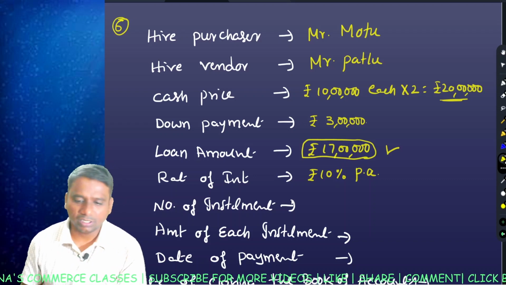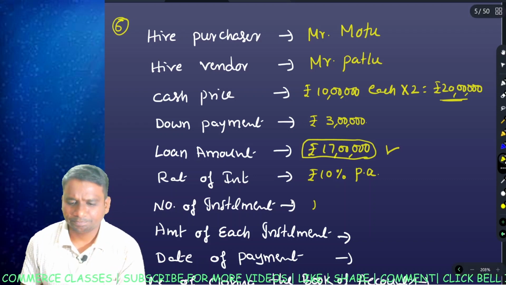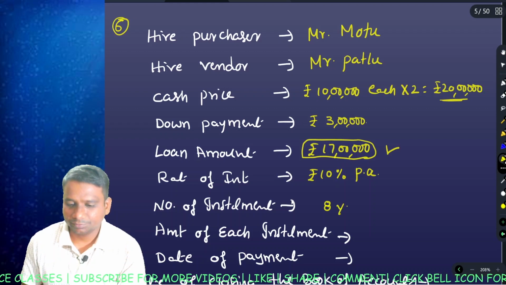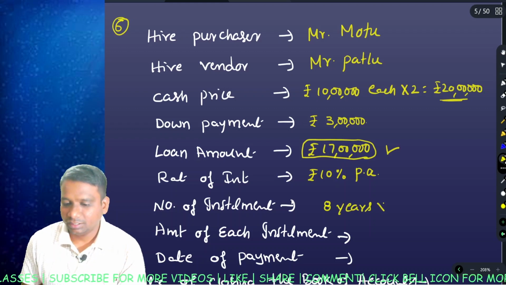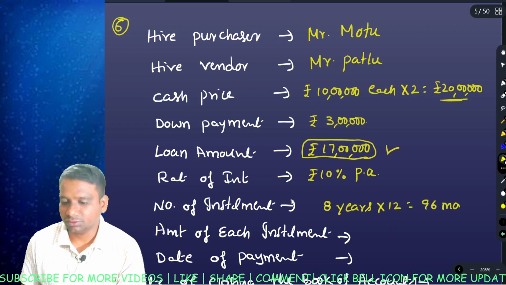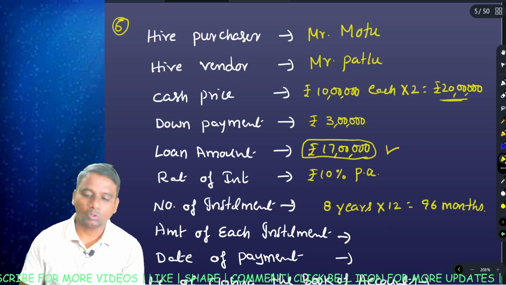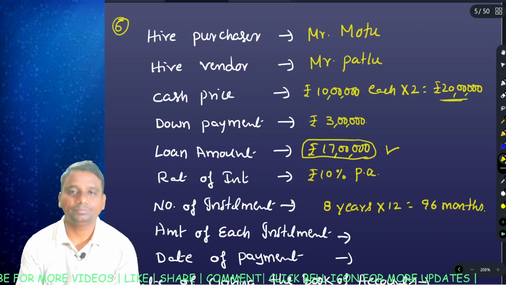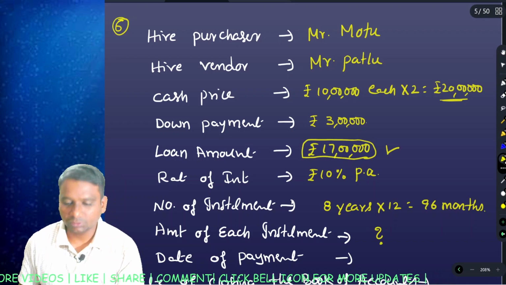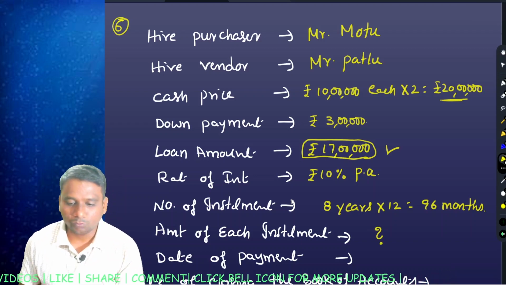Number of installments. Let us assume we enter into 8 years, into yearly 12 months. So total 96 months. Total 96 months. Okay, right? Next, amount of installment. How much we should calculate, and date of payment.